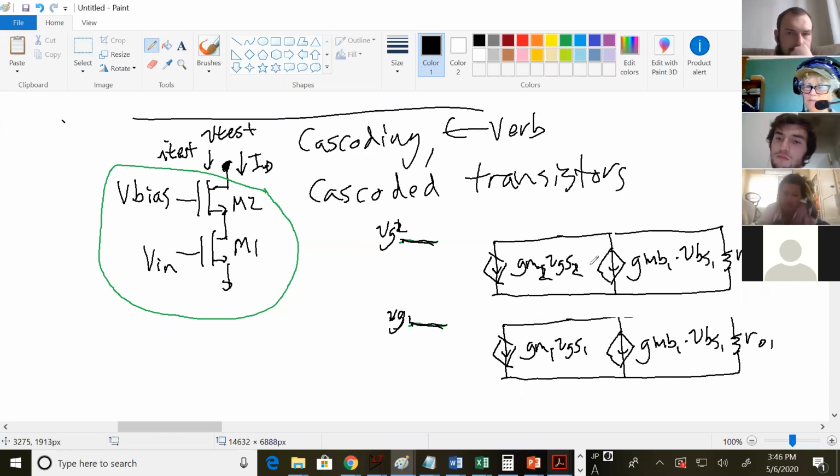Are we assuming that the bodies and sources are like connected? Assume that they're all the bulks are connected to ground. Okay. Yeah, sorry, I needed to say that.